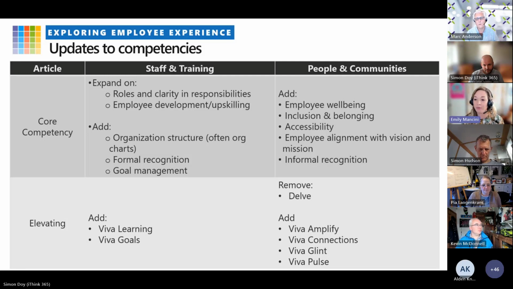Anything else on staff and training before we look at our people and communities? Do you think any of the approaches to upskilling, which isn't a word as far as I'm concerned, but training, that do you think all of the tools that are available around Viva Learning and some of the newer Viva stuff, do you think it actually would change the way people think about training? Or do you think it's still, we've got to train our people and we just have new tools to do it?